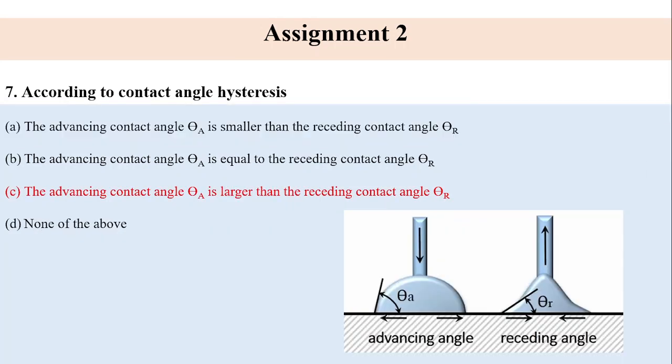As you can see from this figure, any liquid advancing towards a surface forms what is termed the advancing contact angle, and any liquid which is receding back forms an angle between the surface and the liquid that is termed the receding angle. So according to contact angle hysteresis, the advancing angle, theta A, is larger than the receding contact angle, theta R. Hope it is quite clear from the image.